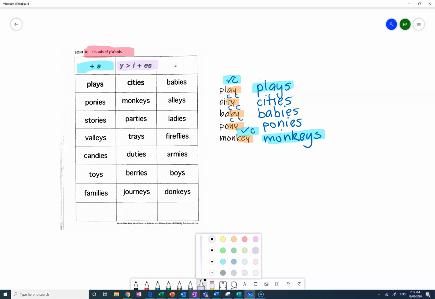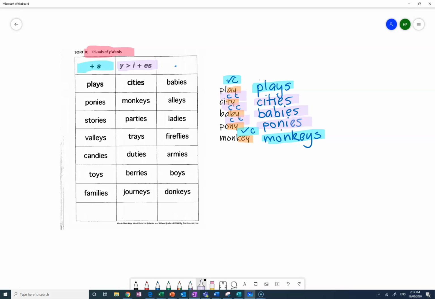Now I want you to focus on our spelling pattern here. So we've got cities, we drop the Y and add IES. Baby, we dropped the Y and added IES. And ponies, we dropped the Y and add IES. Do you notice something about the spelling pattern of the base word? If you said that in the base word it was two consonants, you would be correct. So when we have a base word that is a consonant and then the Y, that is when we need to drop the Y and add IES.